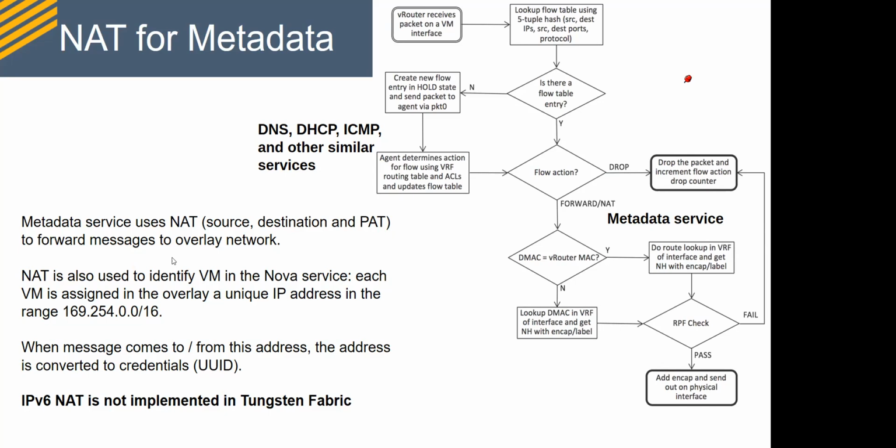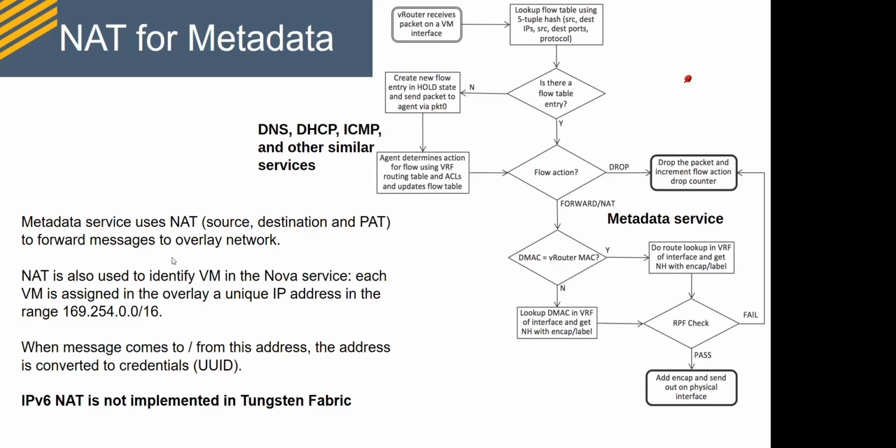TF metadata uses NAT. It is needed because first we have to forward packets between underlay and overlay, and second, because it is necessary to obtain identification information for Nova. The last issue is solved using unique link local addresses from the range 169.254. These addresses are assigned to each virtual machine, and then they are used to obtain credentials for the Nova server.